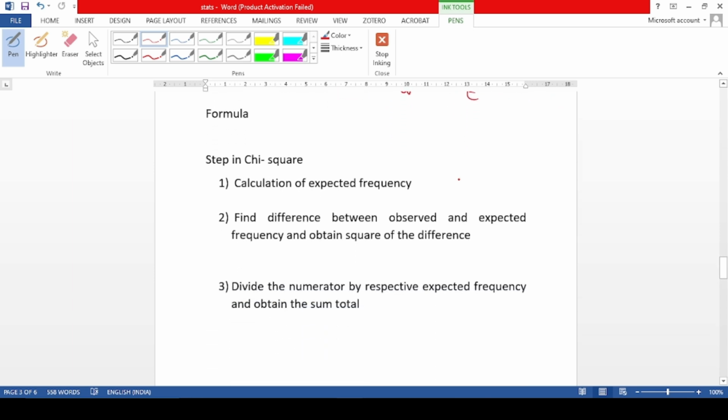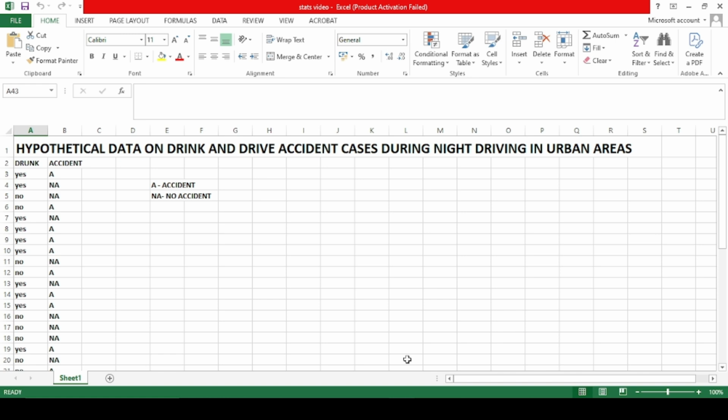Now we will be going towards the solution in SPSS. Now we proceed on to the statistical part of the chi-square test using a statistical tool like SPSS. Statistical Package for Social Science is its full form, and it has a symbol like this, if you can see on the screen.